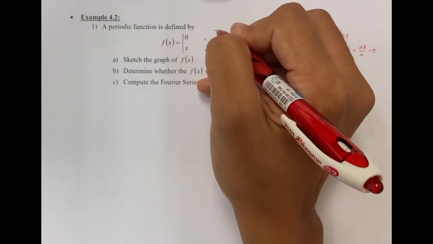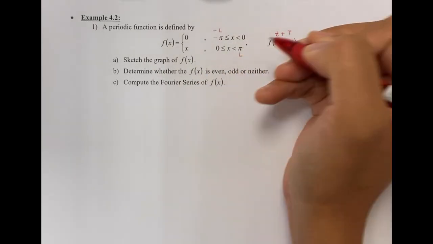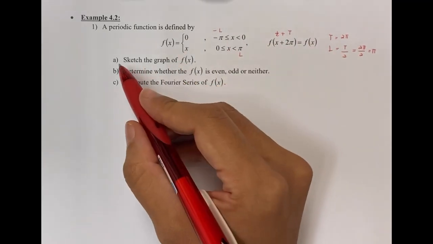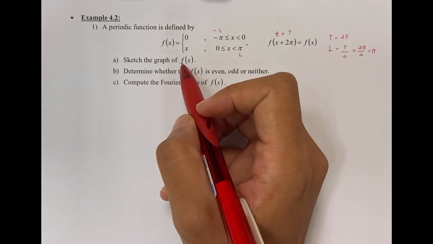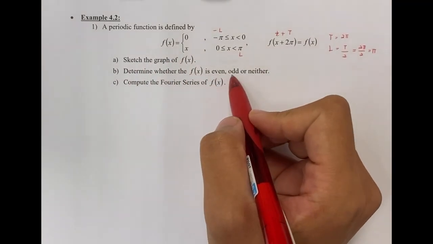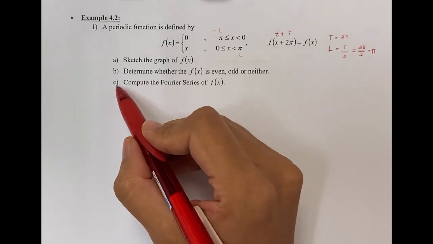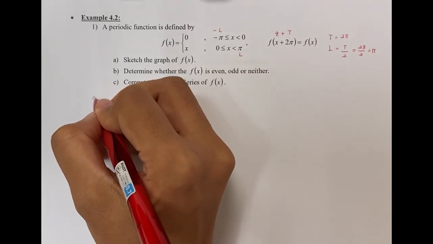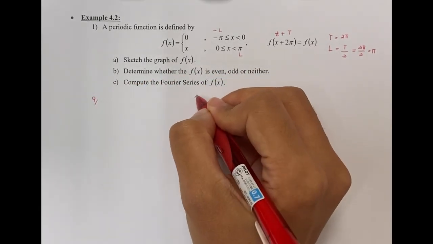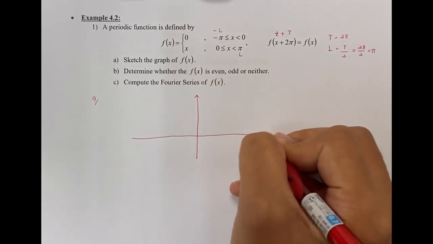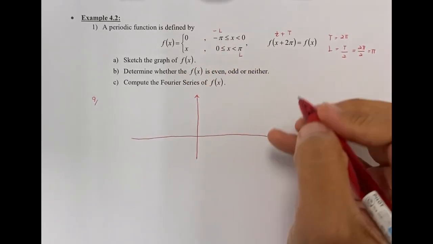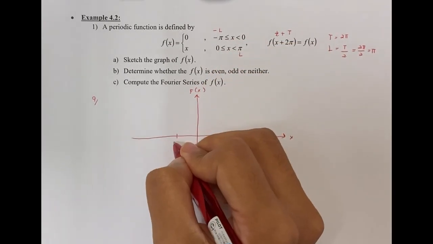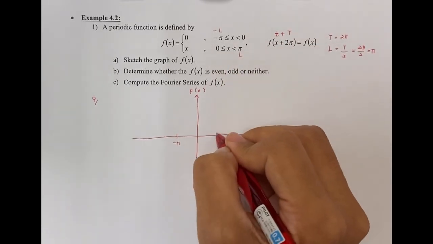So the interval is negative L to L, which is negative pi to pi, and you know what your L is. The first part asks you to sketch the graph of f(x). Second, determine whether f(x) is even, odd, or neither. And third, compute the Fourier series of f(x). Let's start with A, sketch the graph. You have negative pi, this is your x, and this is your f(x), with x from negative pi, 0 to pi.